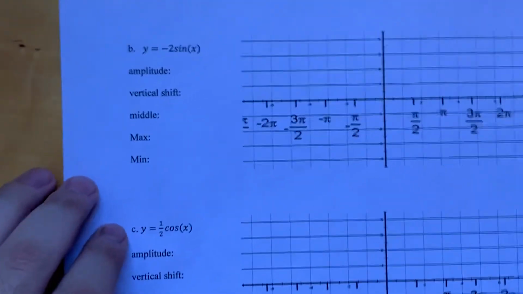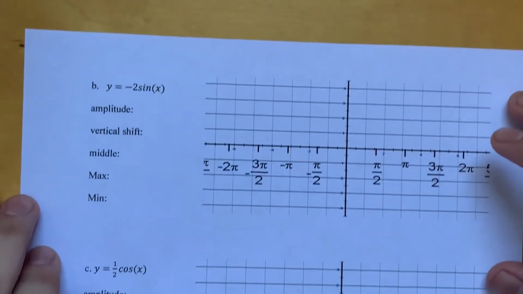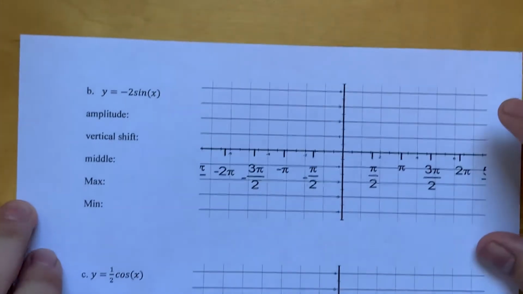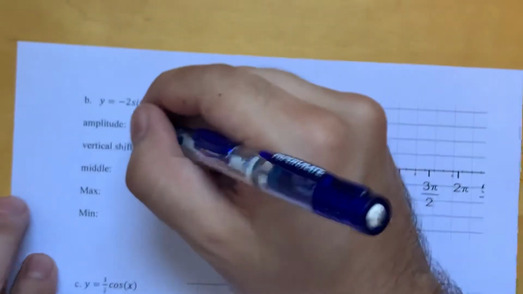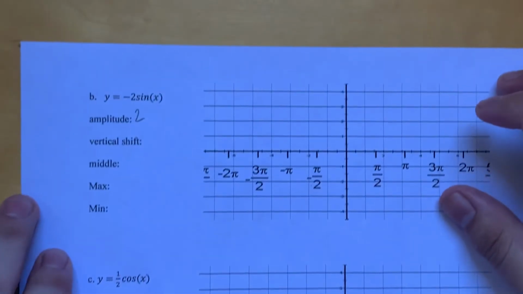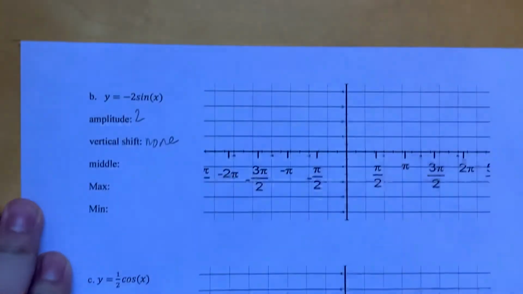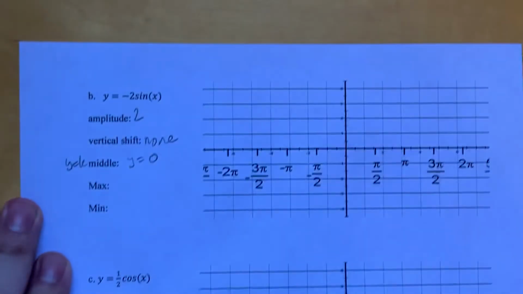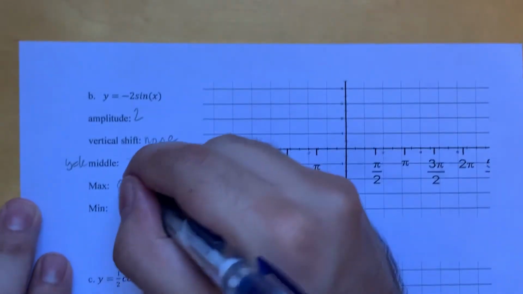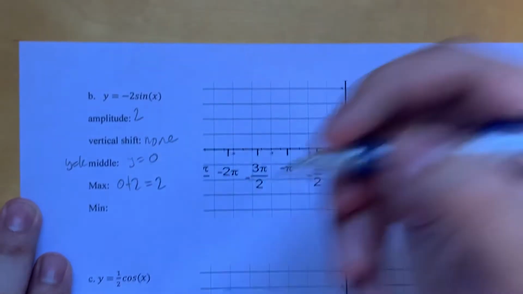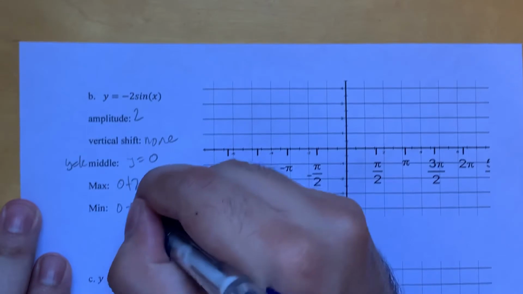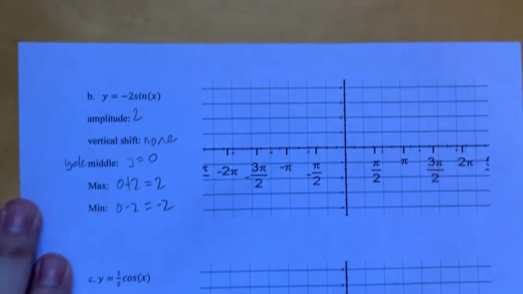Are you guys ready? All right, let's go. So, what is the amplitude? 2. What is the vertical shift? There isn't one. None. Yay! What's the middle? Y equals K. If there's none, y equals 0. What's my new max? 0 plus 2, which equals 2. What's my new min? 0 minus 2, which equals -2.